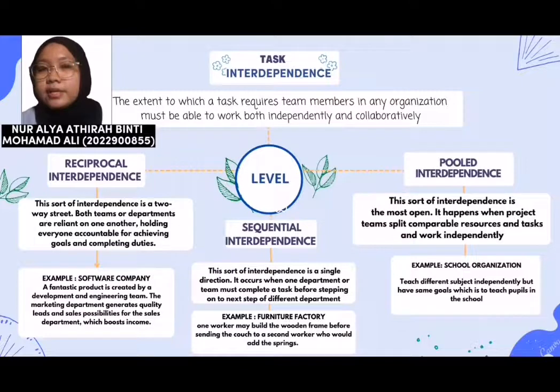It can be defined as the most open structure among the other levels. It happens when project teams split comparable resources or tasks and work on them independently. The existence of this pooled interdependence is to ensure that everyone will show their own effort to complete tasks that are given by the top management.